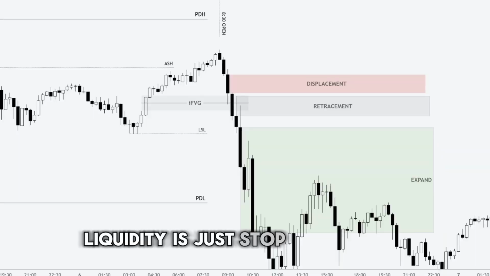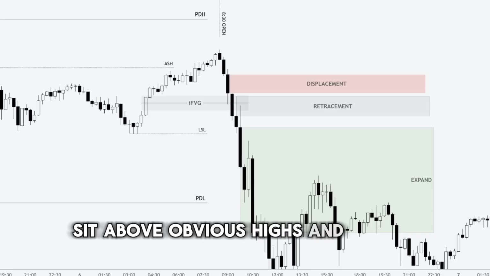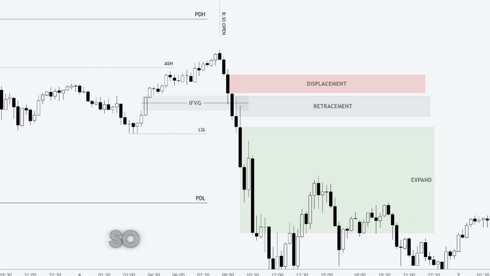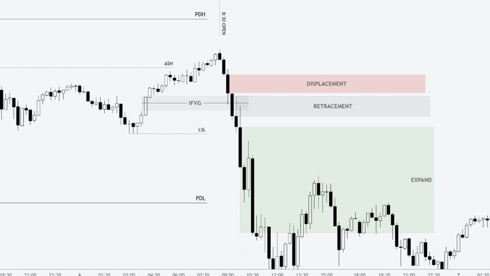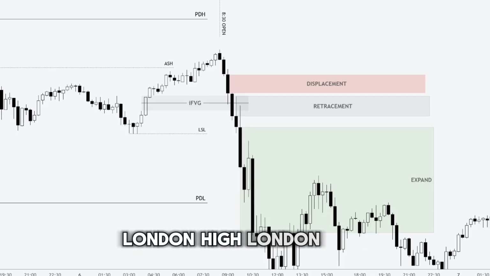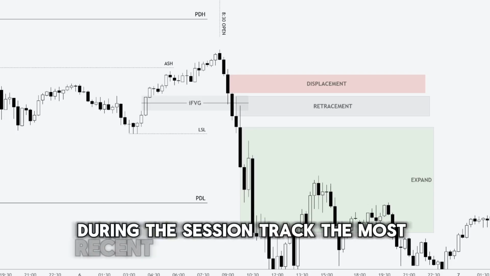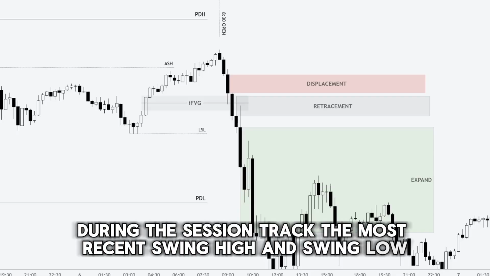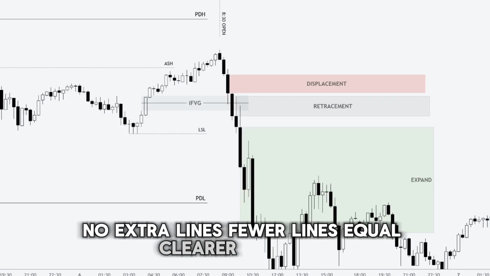Liquidity is just stop orders. Stops sit above obvious highs and below obvious lows. So there's the beginner map: yesterday's high, yesterday's low, Asia high, Asia low, London high, London low. During the session, track the most recent swing high and swing low. No extra lines. Fewer lines equal clearer decisions.